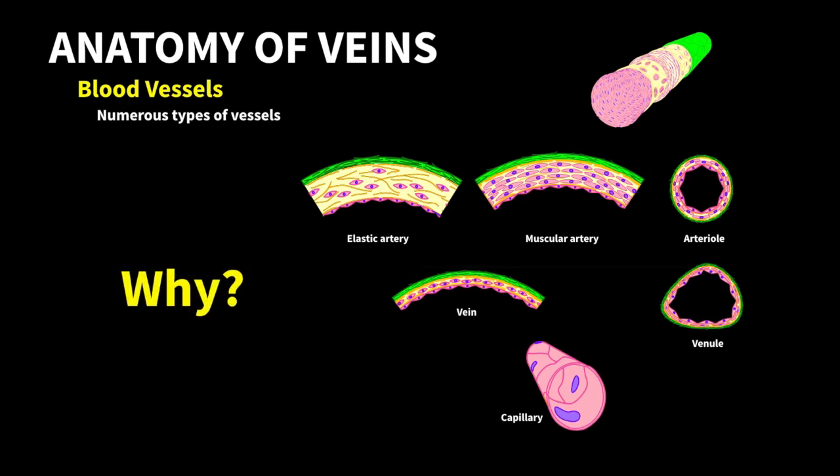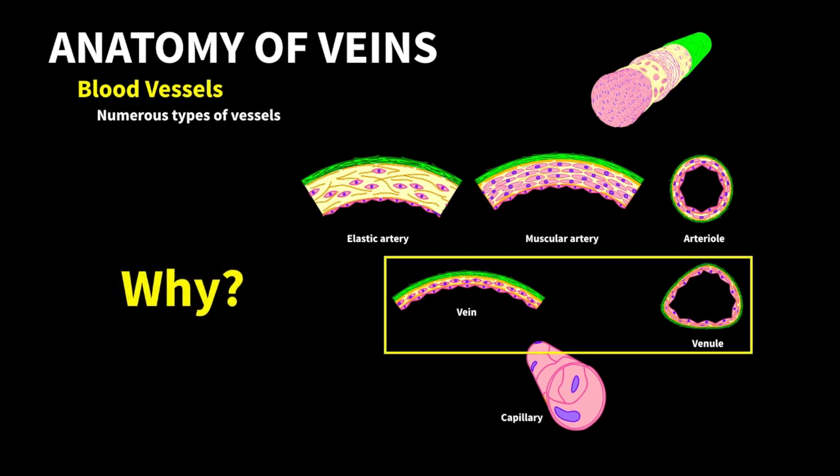In this presentation, you will learn about the vein side of the circulatory tree as you learn about venules and veins, and how and why their anatomy differs from the basic pattern.